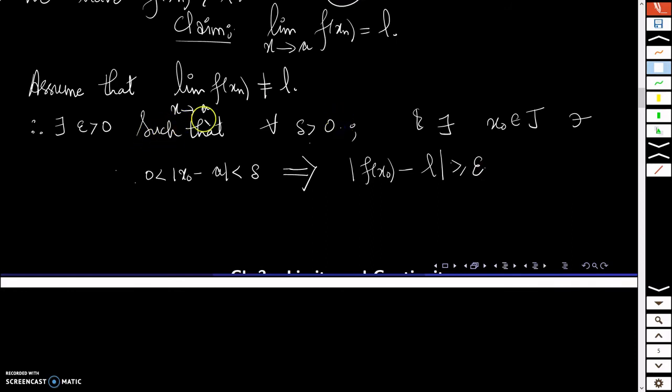So no matter what delta you pick up, you will be able to find at least one point x naught in J. This x naught will depend on delta. You will be able to find at least one point x naught in J such that whenever mod x naught minus a lies between 0 and delta, it will imply that mod f of x naught minus L is bigger than or equal to epsilon. Okay, so you will be able to find one such epsilon.